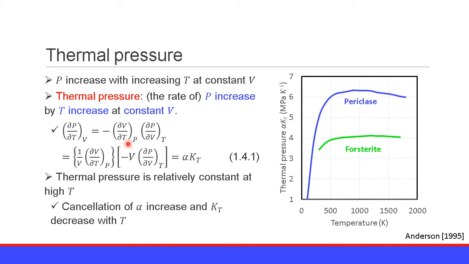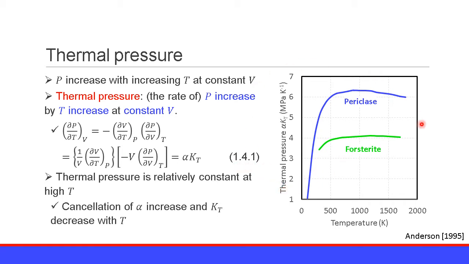The former factor is multiplied by 1 over V, and the latter factor is multiplied by minus V. Then the former part is the definition of thermal expansivity, and the latter factor is the definition of the isothermal bulk modulus Kt. Therefore, the thermal pressure is the product of the thermal expansivity and the isothermal bulk modulus. Equation 1.4.1.